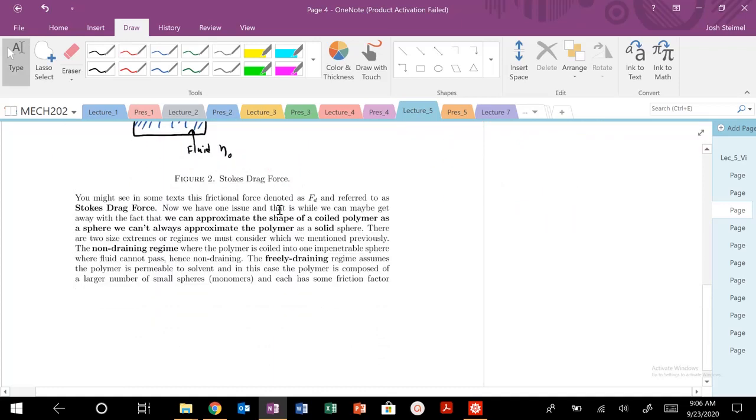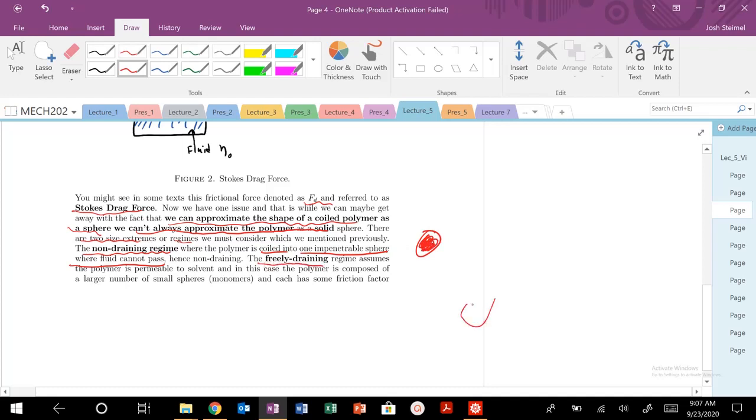So again, the drag force, the Stokes drag force, I'll probably refer to it most often. So the Stokes drag force is what we're going to be dealing with. Now, the problem that we run into, again, is that physicists' models are always nice. They can play around with idealized spheres, but we live in the real world of polymers. So we can approximate the shape of our coiled polymer as a sphere, but depending on the state of our polymer, we cannot always approximate it as a solid sphere. So we have two size extremes, or two regimes, that we have to consider. One is the non-draining regime. In the non-draining regime, the polymer is coiled into one impenetrable sphere where fluid cannot pass, so we can model our polymer as a solid sphere.